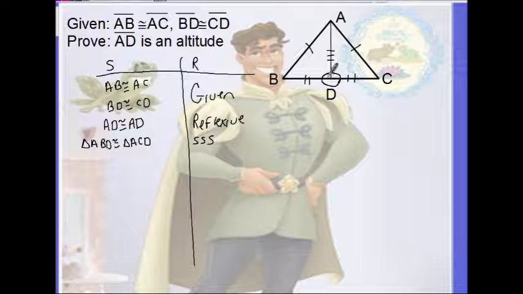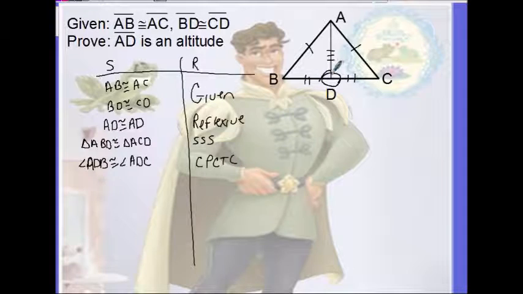Well, let's use that last theorem that we just learned and start off with our CPCTC, saying that our angles are congruent. Angle ADB is congruent to angle ADC by CPCTC. Put that in there first. Now let's talk about them being supplementary. Angle ADB is supplementary to angle ADC.